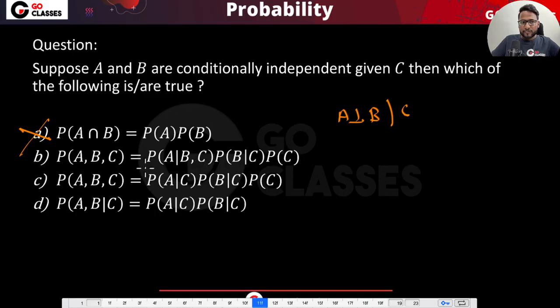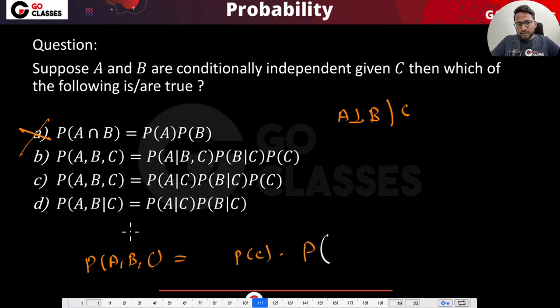Is this true? Let's check. Now you have probability of C, which means maybe you are going from the right hand side. Just understand it like this. This is probability of A comma B comma C, which is equal to probability of C multiplied by, now you can consider this whole thing as one event. Just for the sake of writing, you can consider the whole thing as one event.